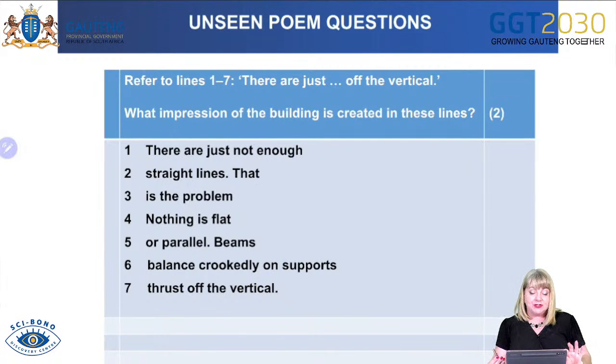So in lines 1 to 7, it says, there are just not enough straight lines. That is the problem. Nothing is flat or parallel. Beams balance crookedly on supports thrust off the vertical. And the question says, what impression of the building is created in these lines? Now, before you even try and answer, remember we said you'll actually go back and read your poem again.